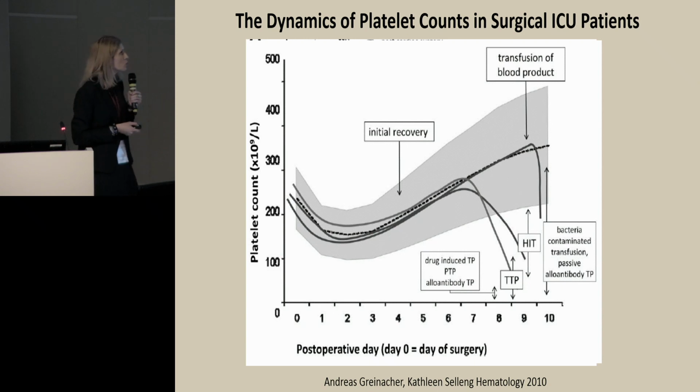This is usually due to immunologic causes, and we have to consider here either drug-induced thrombocytopenia, heparin-induced thrombocytopenia, or thrombotic thrombocytopenic purpura. And if, for example, we see the platelet counts decreasing a few hours after the patient received a blood product, we have to think about contamination of the blood product with bacteria, or that the patient actually received some alloantibodies against its platelets with this blood product.